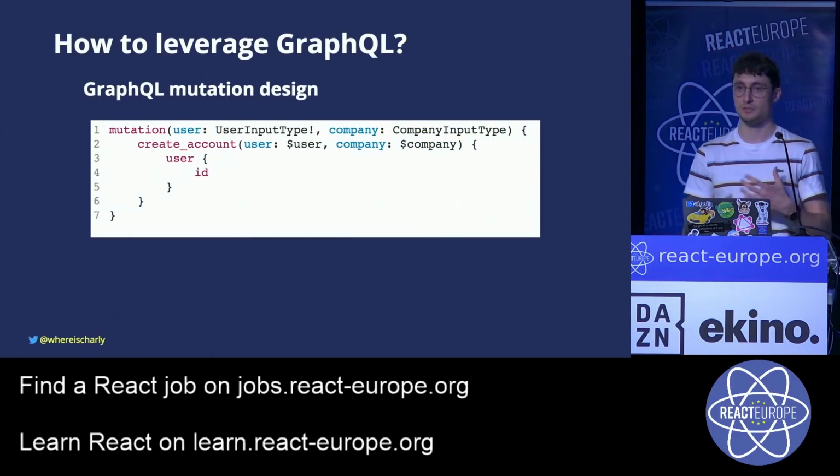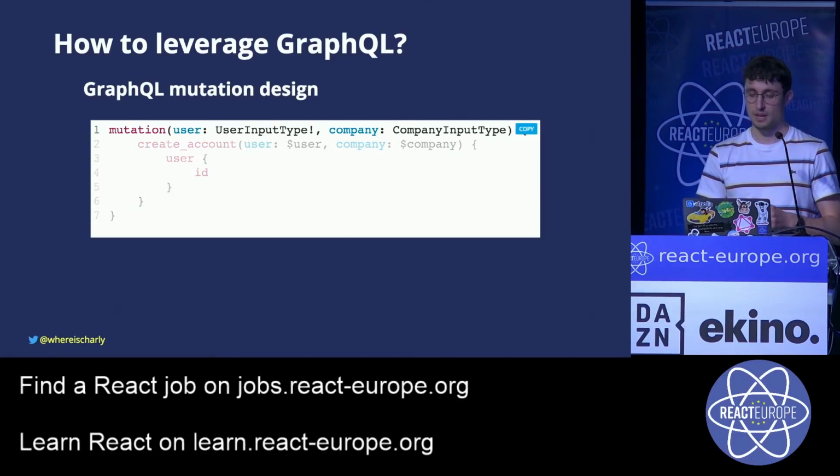You can see that the syntax is very close to JSON, so it's easy for us front-end developers to use. And the important thing here is that the mutation can take as many arguments as needed. Here, we want to create an account on our application. This mutation, create account, can take two types of data. First, we need a user that is mandatory and an optional company.